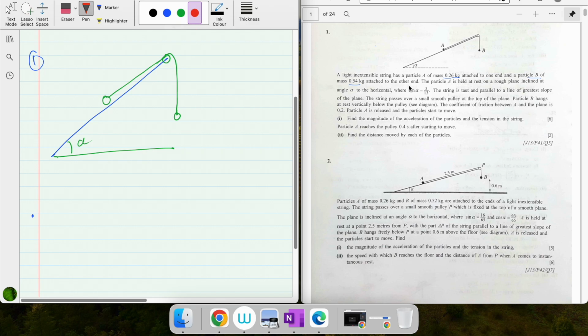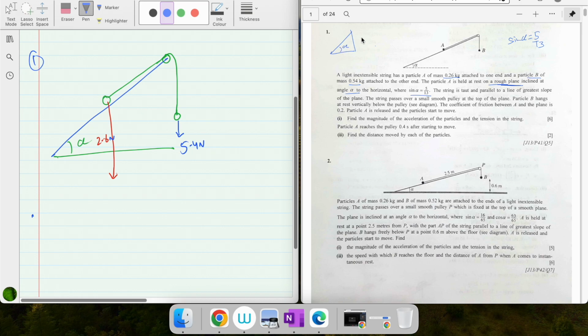And the mass of particle A is 0.26, so weight would be 2.6. And mass of particle B is 0.54, so weight of particle B would be 5.4 newtons. Attached to the other end, the particle A is held at rest on a rough plane inclined at an angle alpha to the horizontal, where sine alpha is equal to 5/13. So sine alpha is given, that is 5/13. We will use this later.